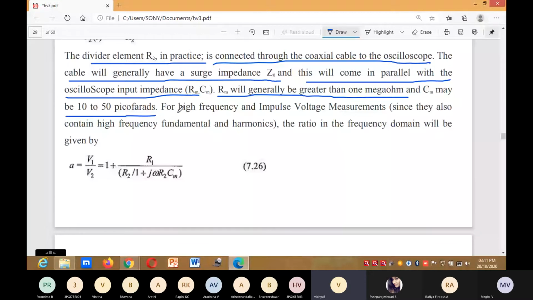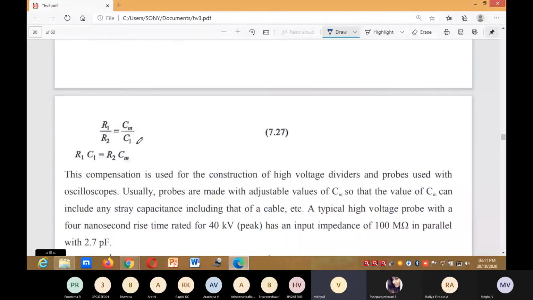For high frequency and impulse voltage measurements, since they contain high frequency fundamental and also harmonics, the ratio in the frequency domain will be given by A is equal to V1 divided by V2 is equal to 1 plus R1 divided by R2, divided by 1 plus j omega R2 into Cm. For compensation, R1 divided by R2 is equal to Cm divided by C1. Then R1 C1 is equal to R2 Cm.